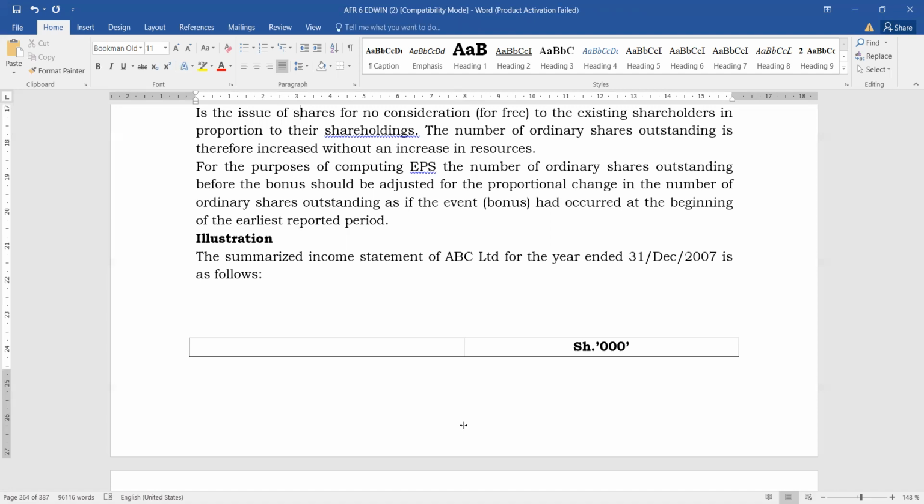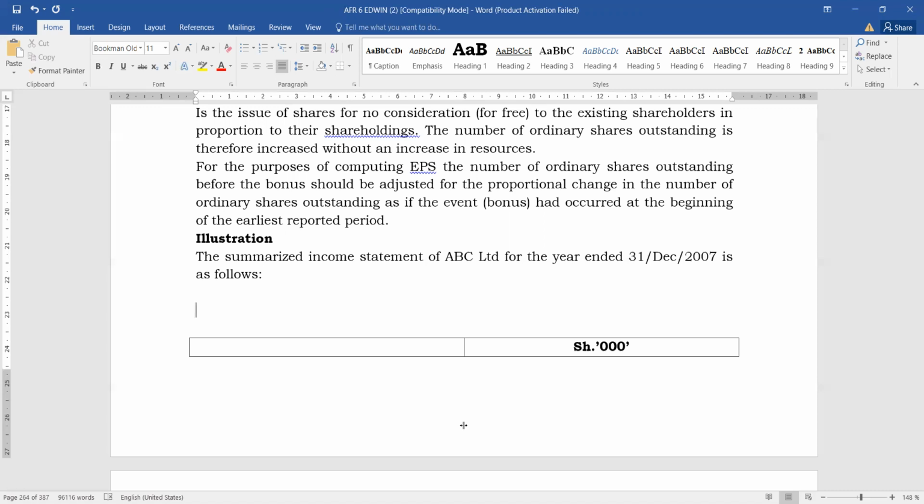So in short, with bonus issues, shares are issued for no consideration to the existing shareholders, on a certain proportion, in proportion to what you hold. For every 3 shares you have, you are given 1 for free. It will increase the ordinary shares, but with no increase in resources. Illustration, you can see there.